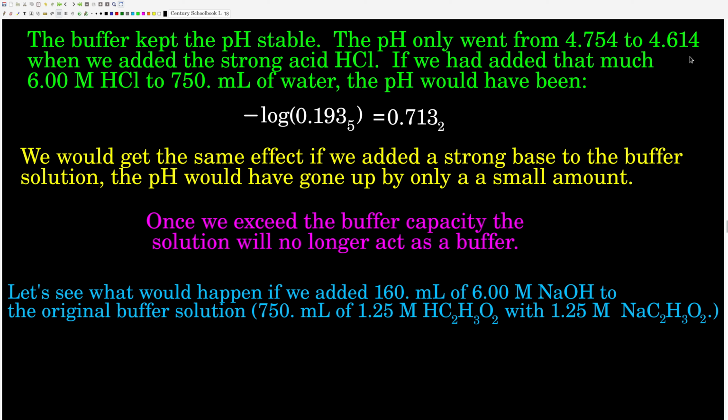Let's look at what would have happened if we added that exact same hydrochloric acid, 25 mL of 6.0 molar hydrochloric acid, to 750 mL of just water instead of the buffer solution. Well, then the hydrogen ion concentration will be what we calculated earlier, 0.1935 molar. So the pH would be negative log base 10 of that, which is less than 1, a really acidic solution, way different than 4.614. So our buffer solution did its job. It resisted a change in pH when we added an acid. And the same thing would have happened if we had added a strong base too. The pH would have gone up, but only by a small amount.